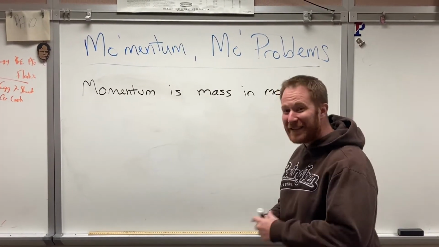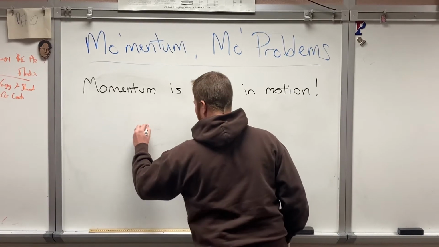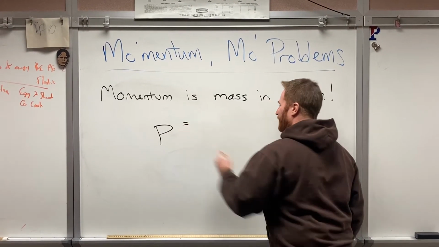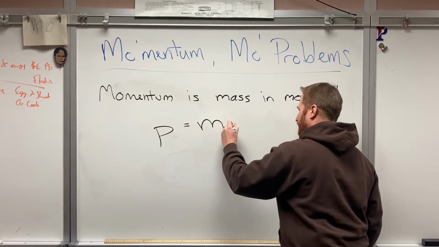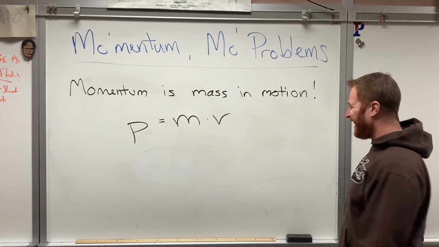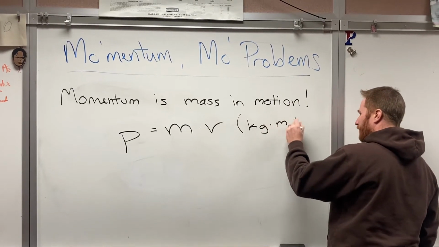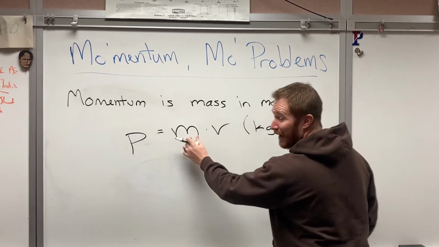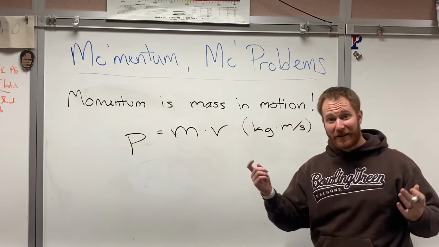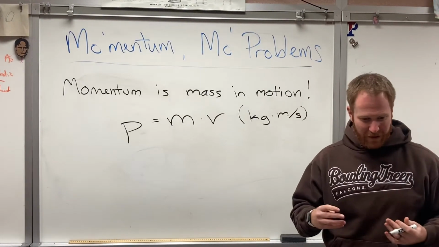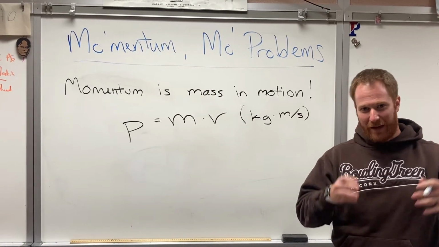So momentum is a vector quantity, and we use lowercase p for momentum. Momentum is equal to mass times velocity, and the units are kind of funky. They're kilograms times meters per second, because we're taking mass in kilograms times velocity in meters per second. So let's look at what was going on with little ow, medium ow, and big ow.